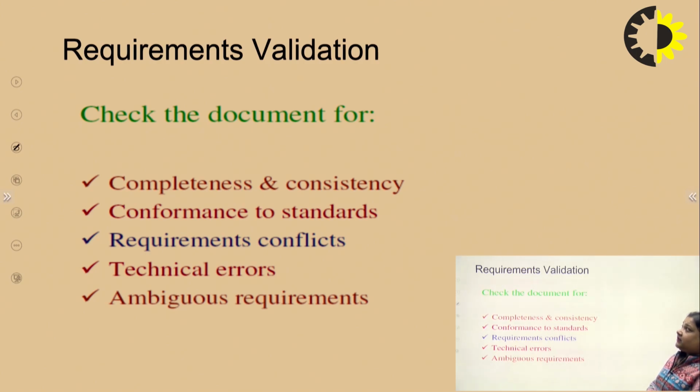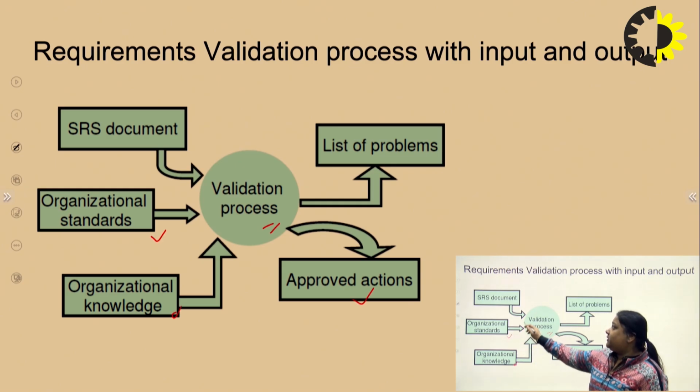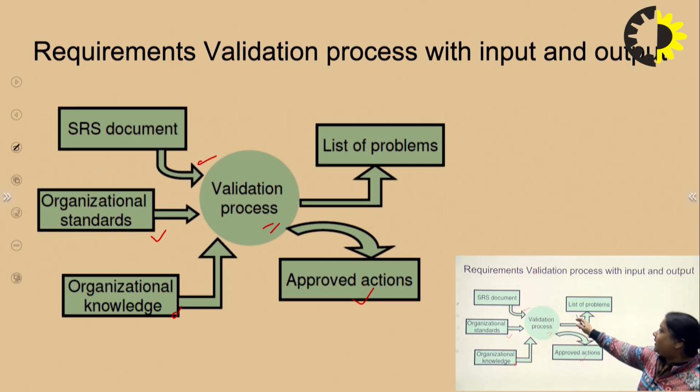The last is requirement validation, which checks the document for completeness, consistency, conformance to standards, requirement conflicts, technical errors, and whether ambiguous requirements exist or not. So these are all the requirement validation checks for documentation. This is the process: SRS document, validation process, approved actions, organizational knowledge, organizational standards, SRS document, list of problems. All this can be checked during the validation process.